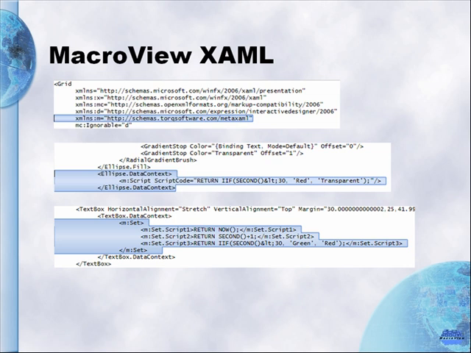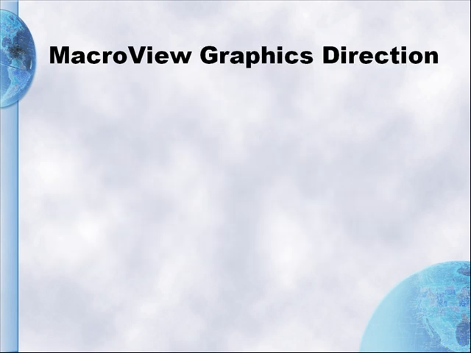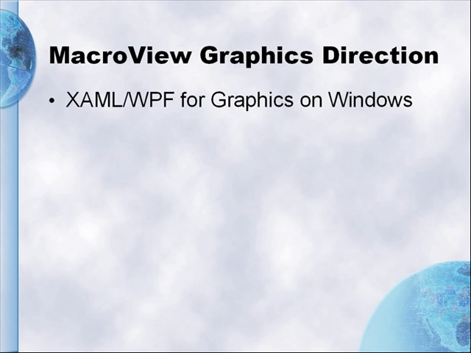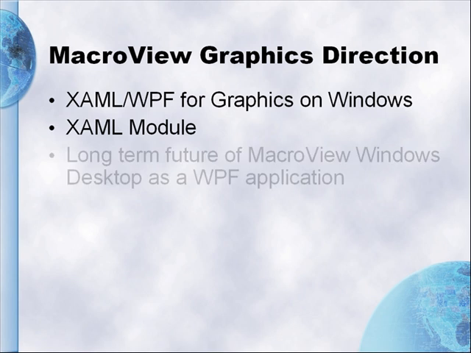Where we'll be looking at having a graphic editor to hide that detail, similar to the way MacroView Studio and DGT files work currently. So our graphics direction is XAML and WPF for graphics on Windows. That will be the case regardless, because that's the best platform to develop graphics for Windows systems, whether they be Windows servers or Windows clients. We'll be developing a XAML module for MacroView Windows Desktop so that we can display XAML graphics within that environment.